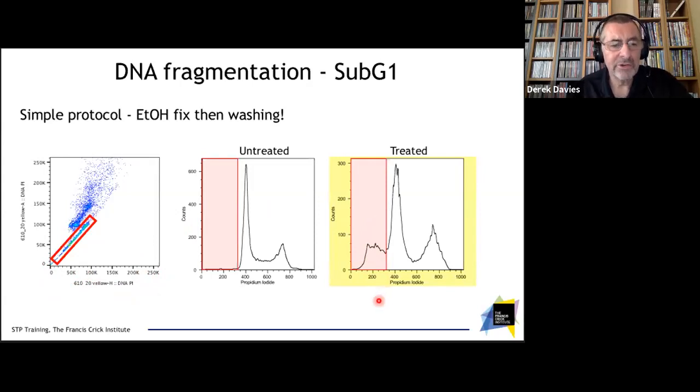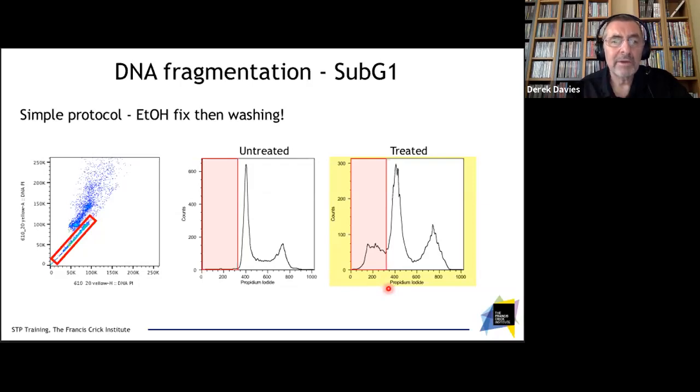And you will see in the literature people putting a marker around here and saying, I've got X% apoptotic cells. I'm not sure I entirely agree with that, because I think what you can say is that you've got at least X% of cells that show DNA fragmentation. But remember, apoptosis isn't the only process where we get DNA fragmentation. It happens in necrosis as well.